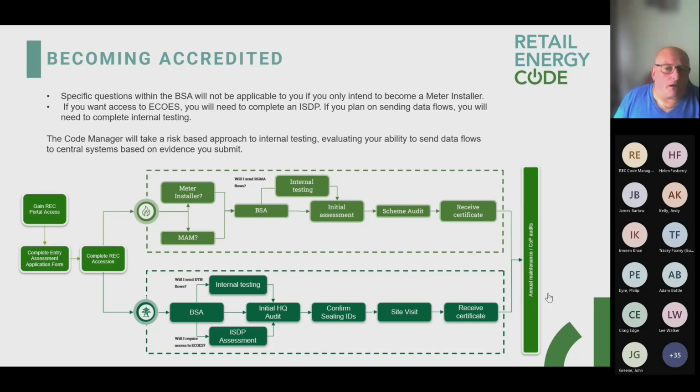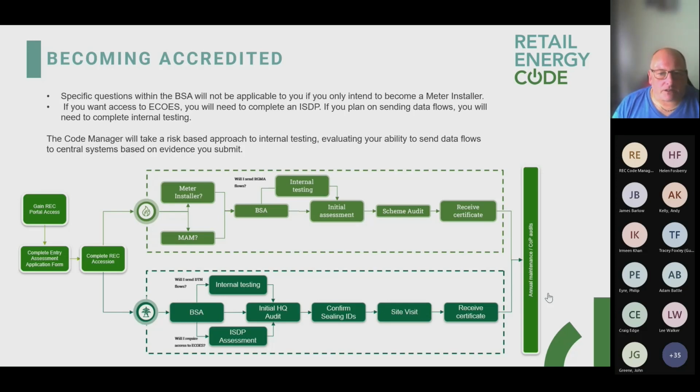So if you take a look at a little bit more detail about what it would mean for a gas or an electricity MEM. In effect, we went through the first part of the process. So you would gain your portal access, you'd complete your entry assessment form. Now, bearing in mind that these entry assessment forms are online, they are on the REC portal. So that's one of the reasons why you need access to the REC, because a lot of this is managed through the REC performance assurance area. So it allows you access to the forms and the documents.